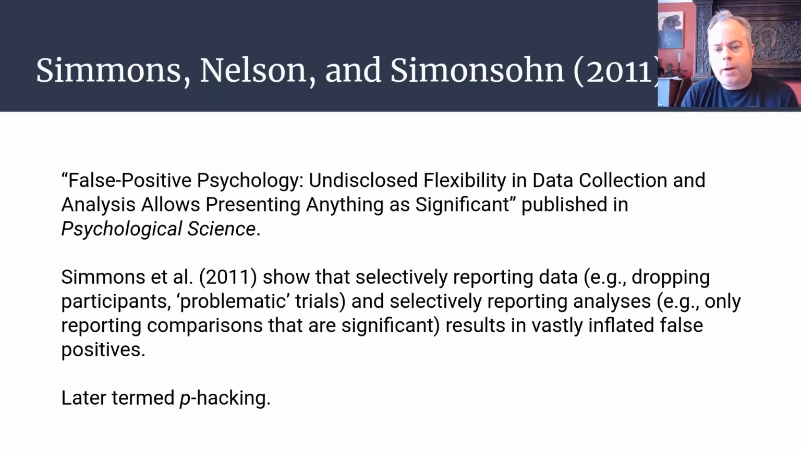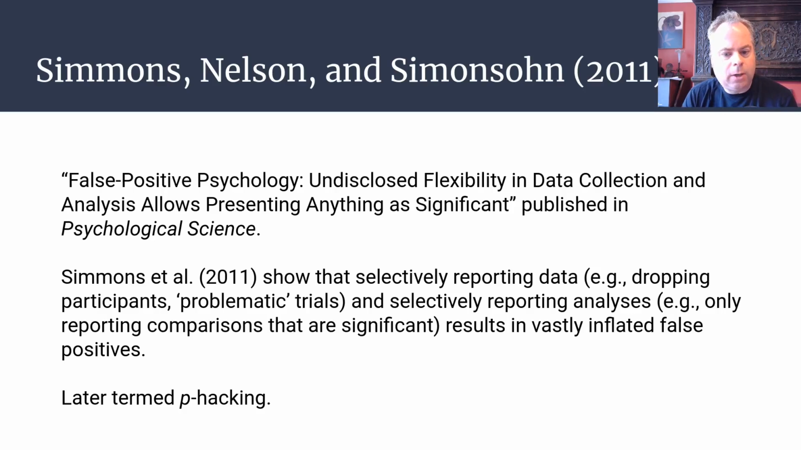So this caused a lot of academics to try and figure out where things were going wrong in terms of the typical way in which research is conducted. This great paper by Simmons, Nelson and Simonsohn showed that by selectively reporting data, in other words doing things such as dropping certain participants, excluding so-called problematic trials, not reporting all of your analyses, perhaps only reporting the analyses that were statistically significant, well, if you do all of these things, what you end up with is a vastly inflated false positive rate. This was later termed p-hacking.